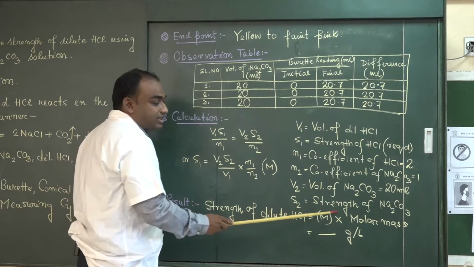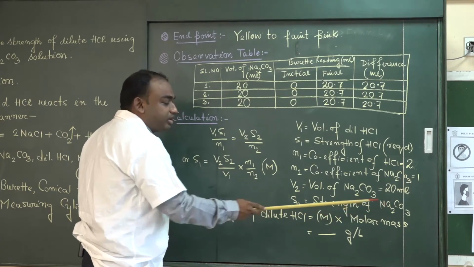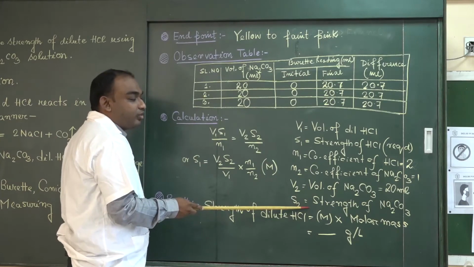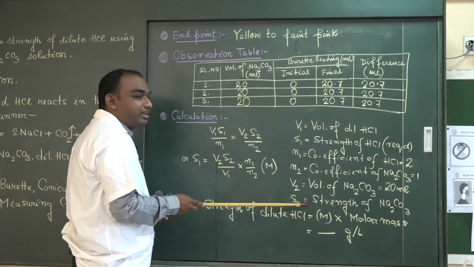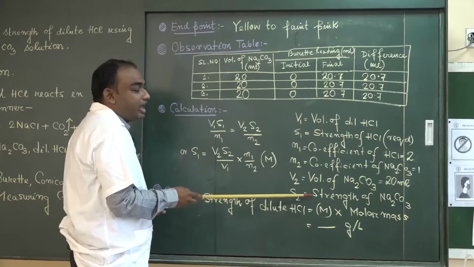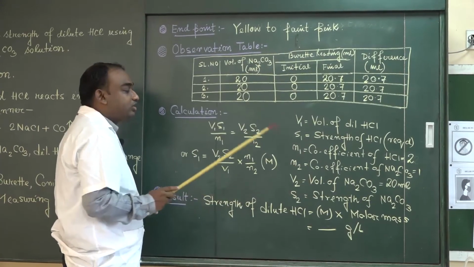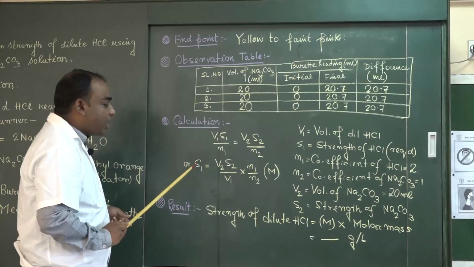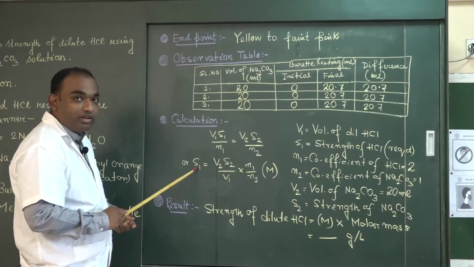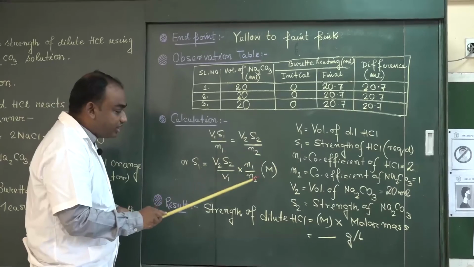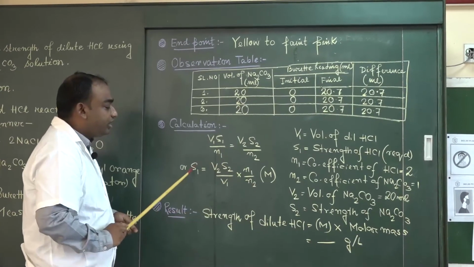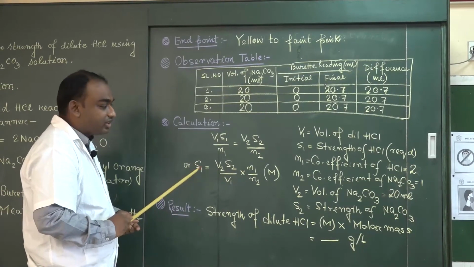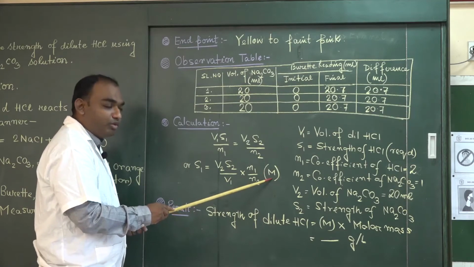S2, students, is the strength of sodium carbonate. We have already mentioned that the strength will be of the order M by 20. So this S2 is also known. So students, the only unknown quantity will be S1. If all these quantities are known, we can easily find the strength, and that will be in terms of molarity.